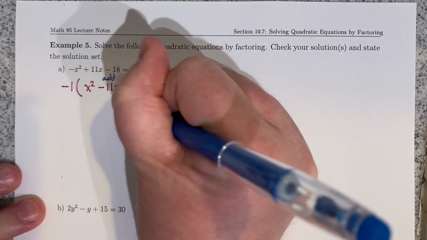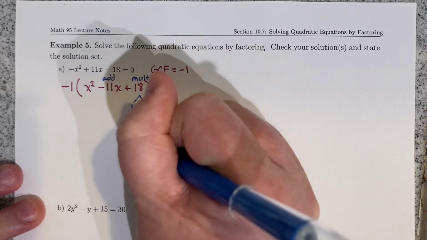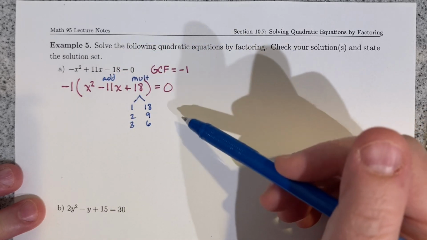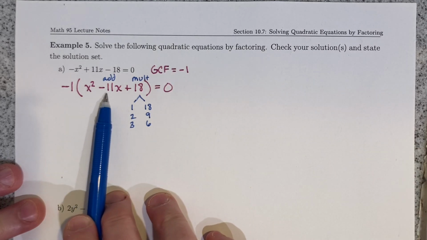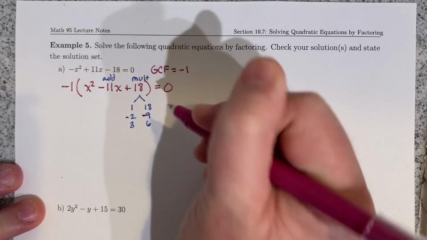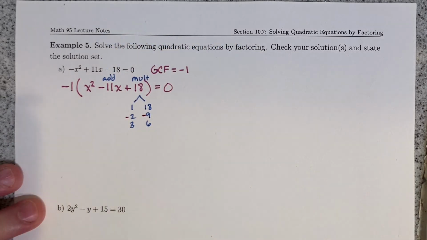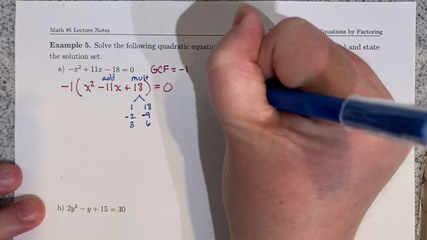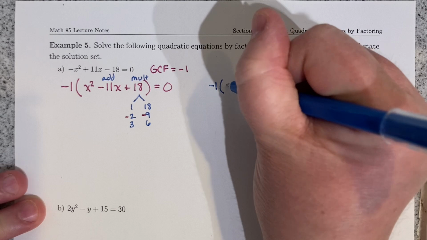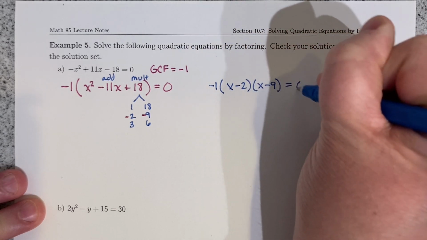Let's make a table. We got 1 and 18, 2 and 9, 3 and 6. That sounds like things that multiply to 18. How can we add? We gotta add to a negative and multiply to a positive, so both of these need to be negative. It's looking like -2 and -9 would be the ones we need. All right, I'm gonna leave that GCF of -1 there. Then we have x minus 2 times x minus 9 equals 0.